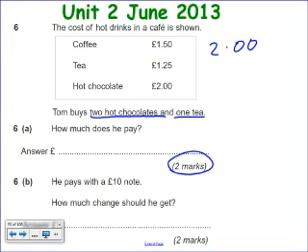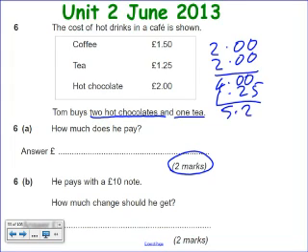Anybody else then? Two hot chocolates. I can either add another one or multiply by 2. 2 hot chocolates is £4, plus the tea, you've got to show the working out. £1.25. That's £5.25. Okay. From £10. Write £5.25 on the answer line to get your answer mark. That's your working out mark.